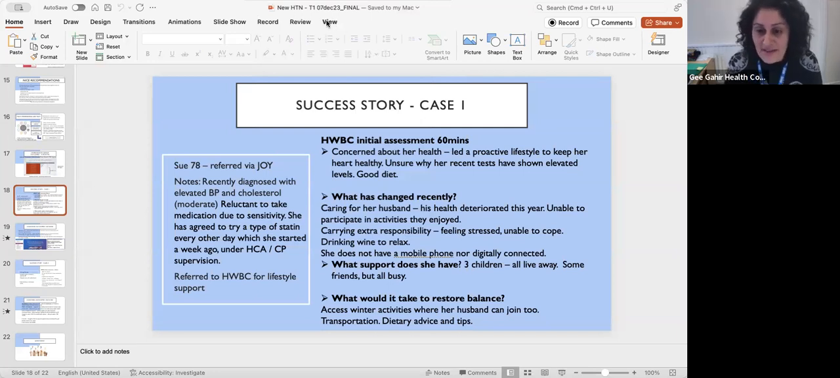Link with Age UK, perfect. Thank you, Raquel. Mary, refer to social prescriber. Yep, absolutely. Age UK, support with transport, dial a ride. Perfect. Link to local exercise groups, social groups.